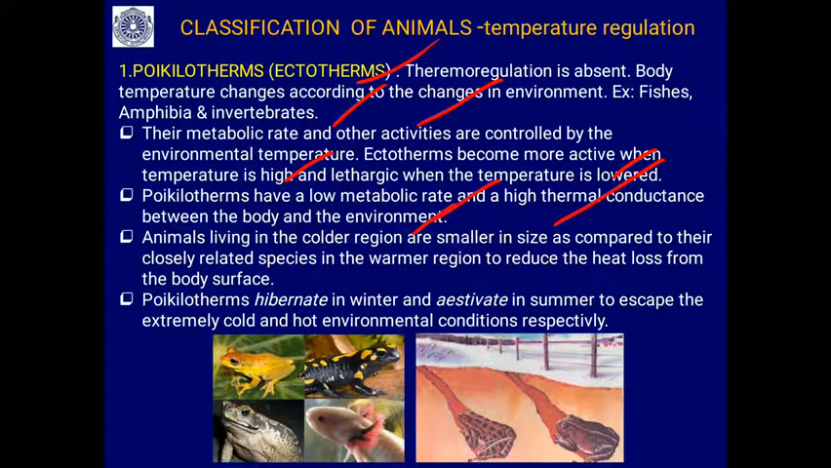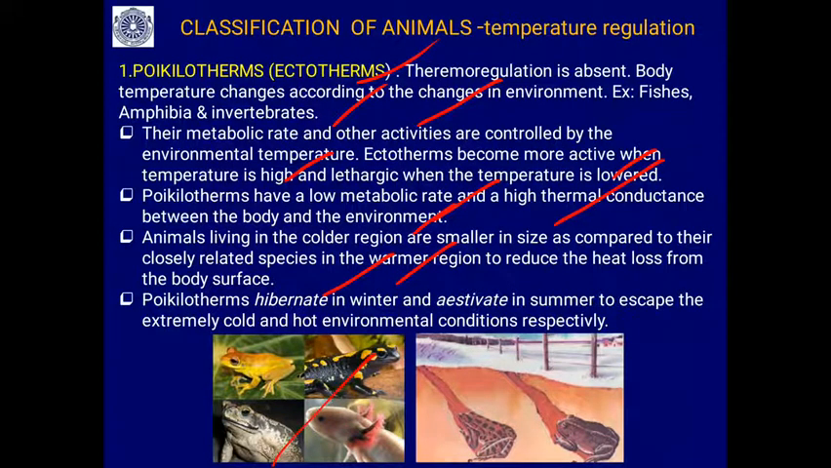So the animals living in the cooler region are smaller in size as compared to those in the warmer region, to reduce the heat loss from the body surface, because they have high conductance. So these poikilotherms hibernate in winter and estivate in the summer.